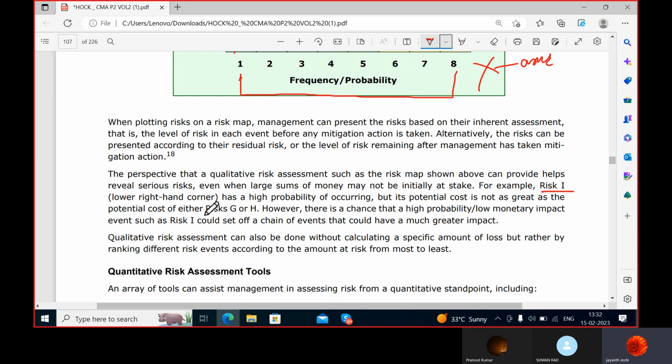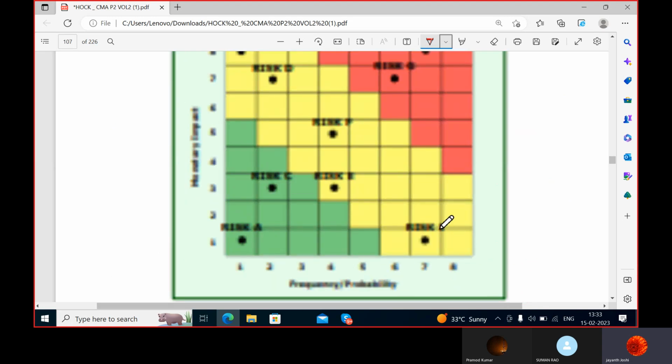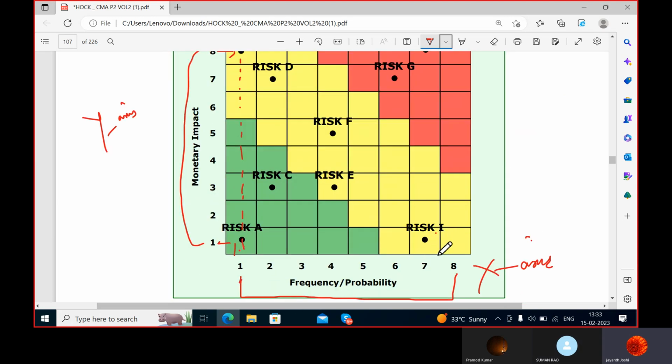For example, risk I, lower right hand corner. So let's see what is the characteristic of that. Here you see the probability of I occurring is very high. That means 7 out of 8 times this kind of risk occurs for the business, but the monetary impact of that is very, very less. Correct, the monetary loss is less, even though the frequency of this is more.